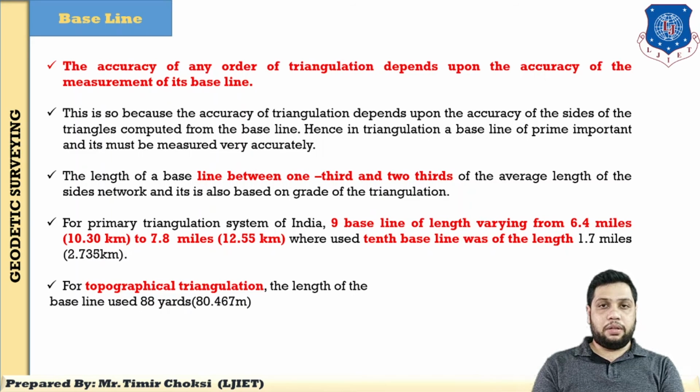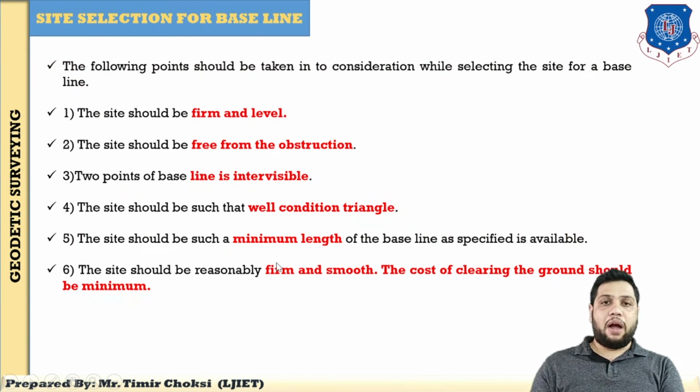So the 1st to 9th baseline lengths vary from 6.4 miles to 7.8 miles, and the 10th baseline is 1.7 miles. For topographical triangulation, meaning third order triangulation, the length of the baseline used is 88 yards, meaning 80.467 meters.